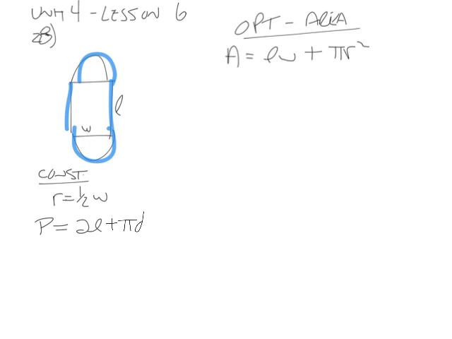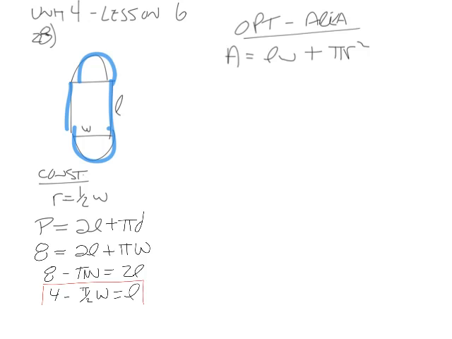Pi d is the circumference of a circle. So we know the perimeter is going to be 8: 2L plus, I'm going to get rid of the d for diameter, because that's just going to be W. So now I can simplify. I want to get everything in terms of W, so I'm going to solve for L. That would mean 8 minus pi W equals 2L, or 4 minus pi by 2 W equals L. So I now have my two constraint equations that I can use in my area formula.